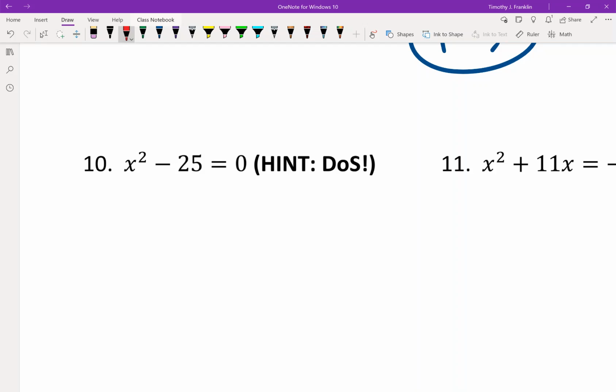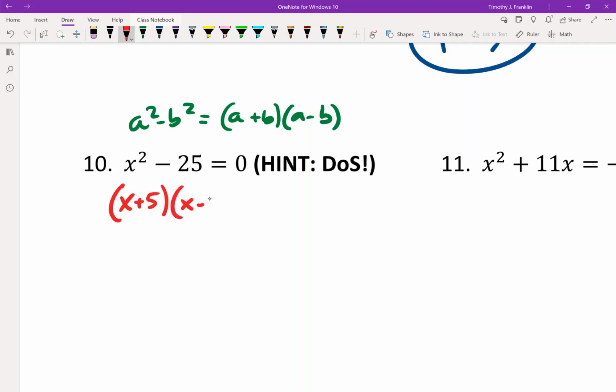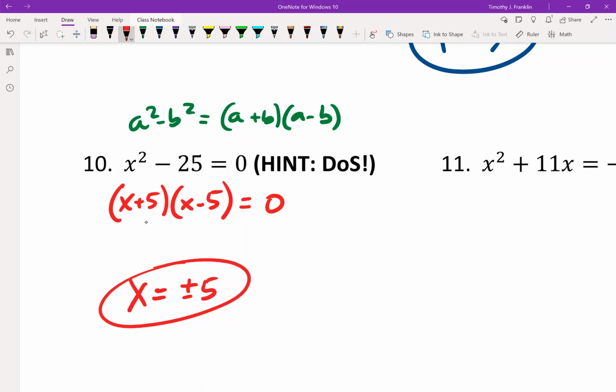So difference of squares, remember, is when you have a squared minus b squared, you can make that into a plus b and a minus b. So take the square root of each term here and then split that up into your two factors. So I know that this is going to be x plus 5 and x minus 5 because the square root of 25 is 5, which means my solutions will be positive and negative 5, because this one gives you negative 5 and this one gives you positive 5.